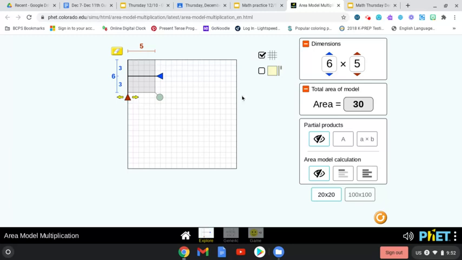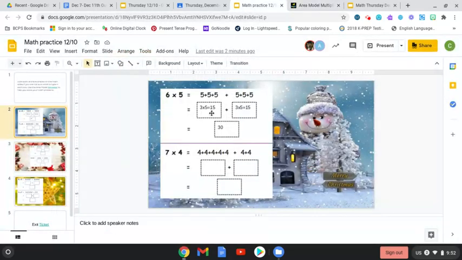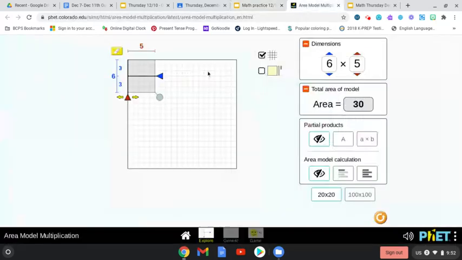Okay? And if you wanted to double check your work to make sure that your answer of 3 times 5 is 15 and 3 times 5 is 15 is correct, then you would go here and you would maybe skip count to see, are there 15 here? Are there 15 here? Because those two should equal 30 together. So I'm going to skip count by threes. 3, 6, 9, 12, 15. So there's 15 there. And I know that because those are the same, there's 15 there.